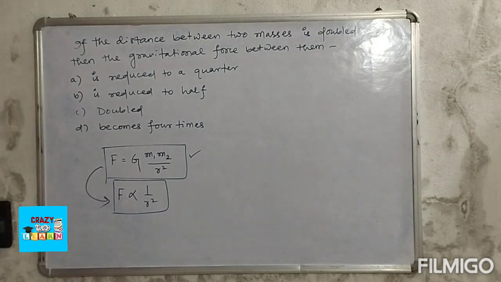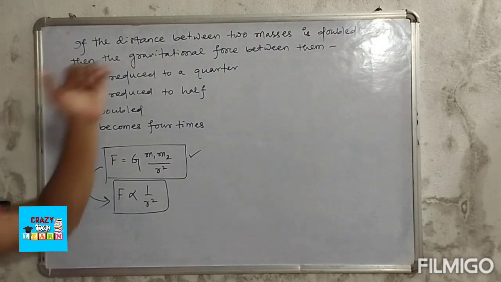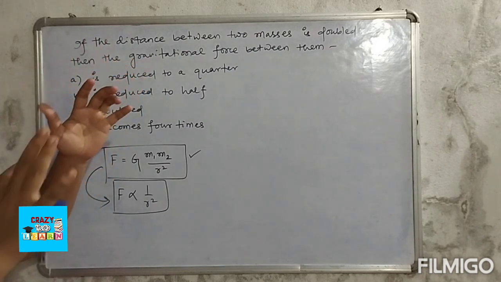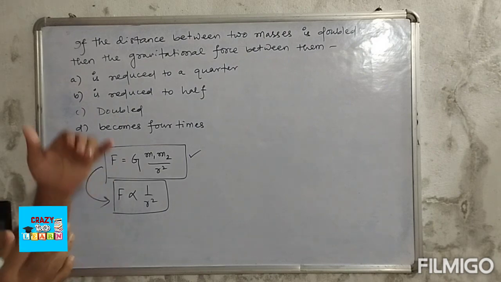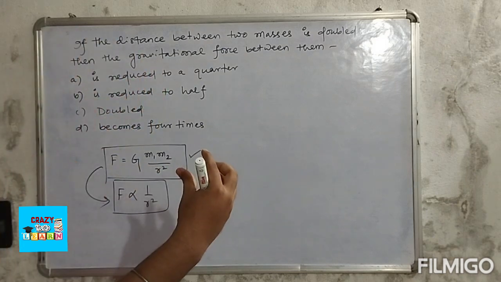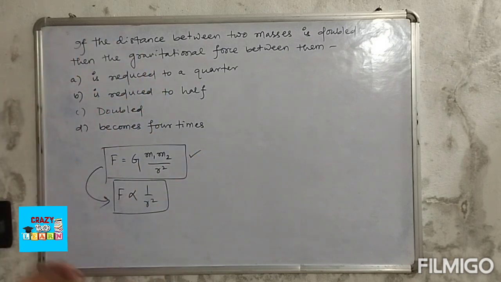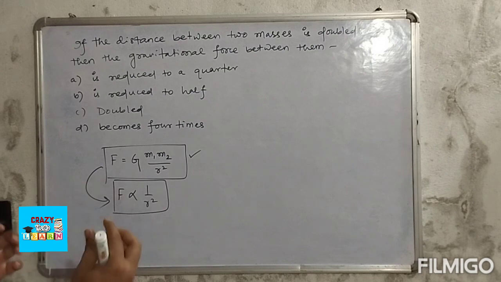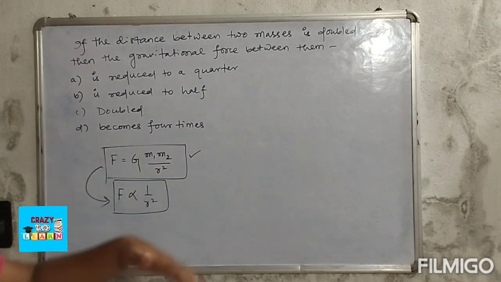So F inversely proportional to 1 by r square means when F increases, distance decreases. Otherwise you can say when you decrease the distance between the two masses, the gravitational force will be more. If you increase the distance between the two masses, the gravitational force will be low. According to the square, when we increase the distance, the gravitational force will decrease by a factor of square.